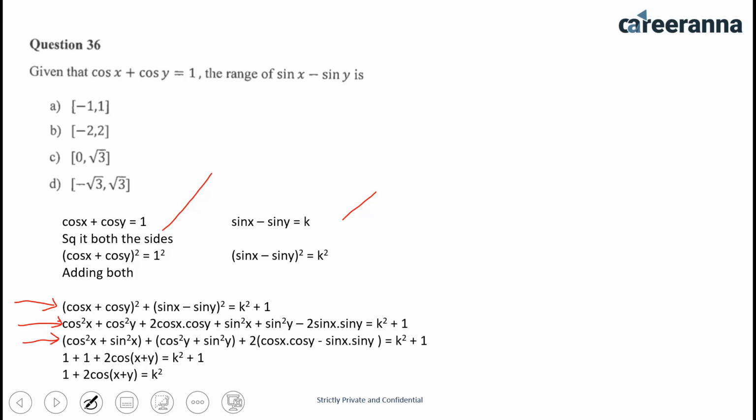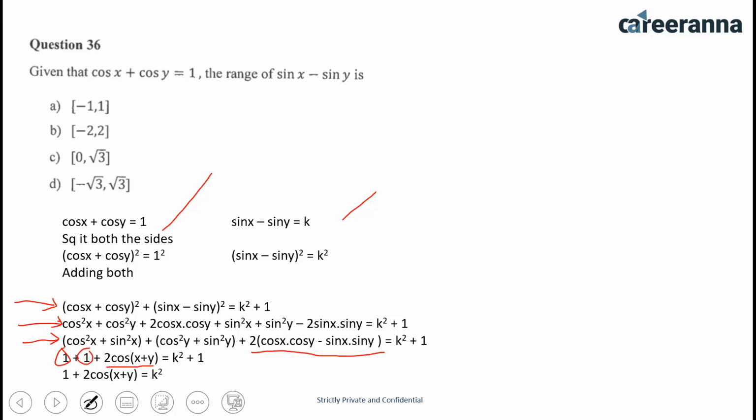Now in this third step, I'll be putting cos square x and sin square x on the same side, cos square y plus sin square y again on the same side, and 2 cos x cos y minus sin x sin y on one side. So cos square x plus sin square x becomes 1, and cos square y plus sin square y also becomes 1. Cos x cos y minus sin x sin y is the formula for cos of x plus y. So this will become 1 plus 1 plus 2 cos of x plus y equal to k square plus 1.